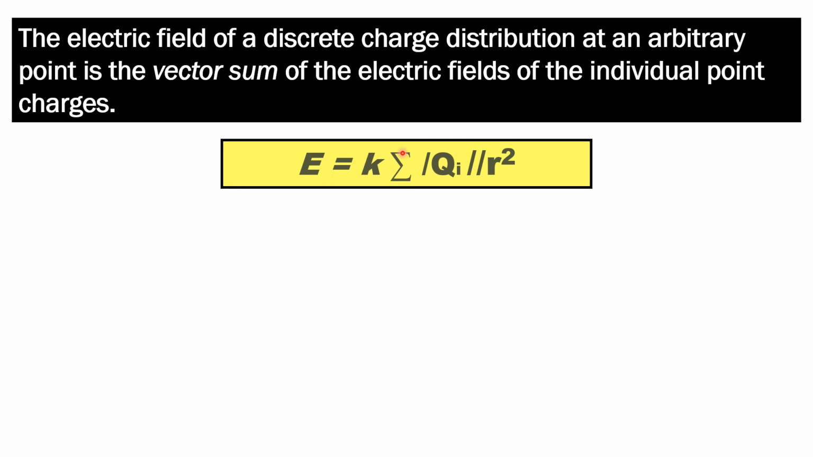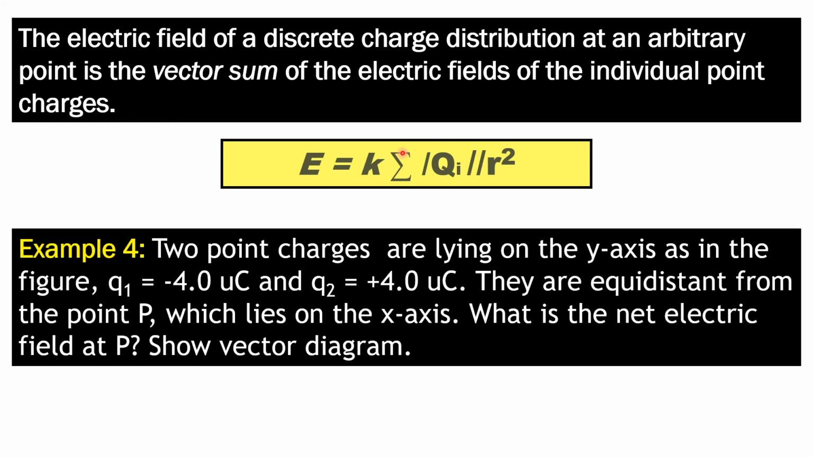All right, that's exactly what our next example is trying to let us apply. Example number 4: two point charges are lying on the y-axis as in the figure. The figure will be in the next slide. Q1 is equal to negative 4 microcoulomb and Q2 is positive 4 microcoulomb. They are equidistant from the point P, which lies on the x-axis. What is the net electric field at point P?